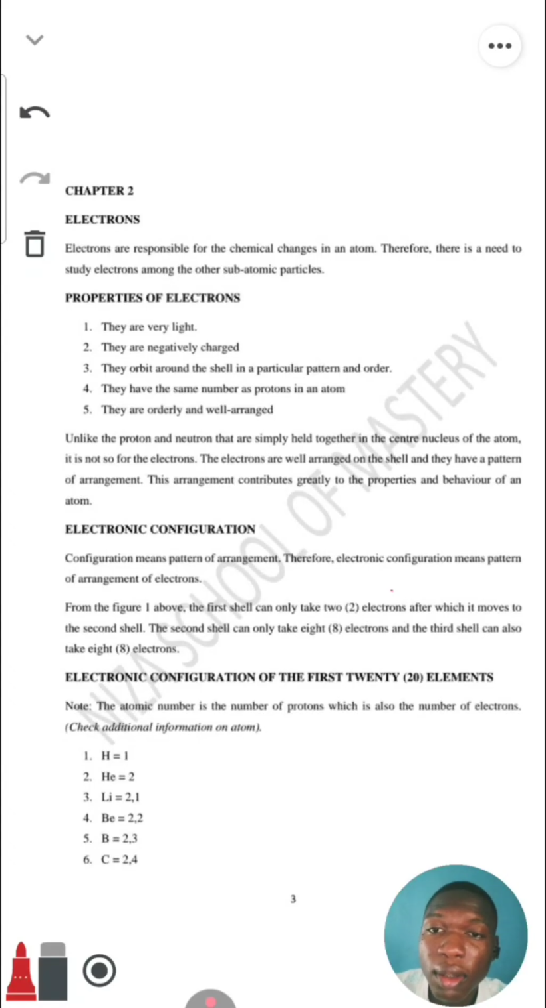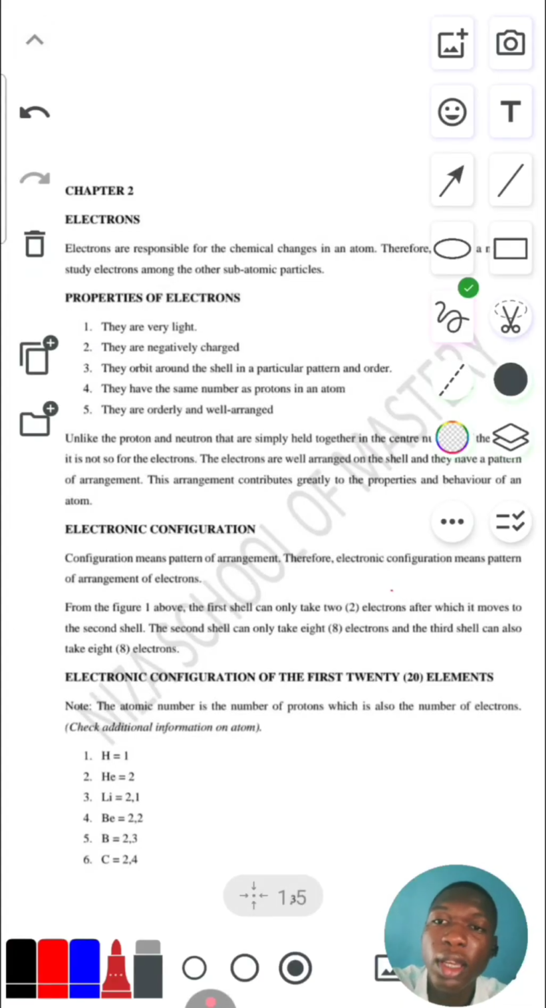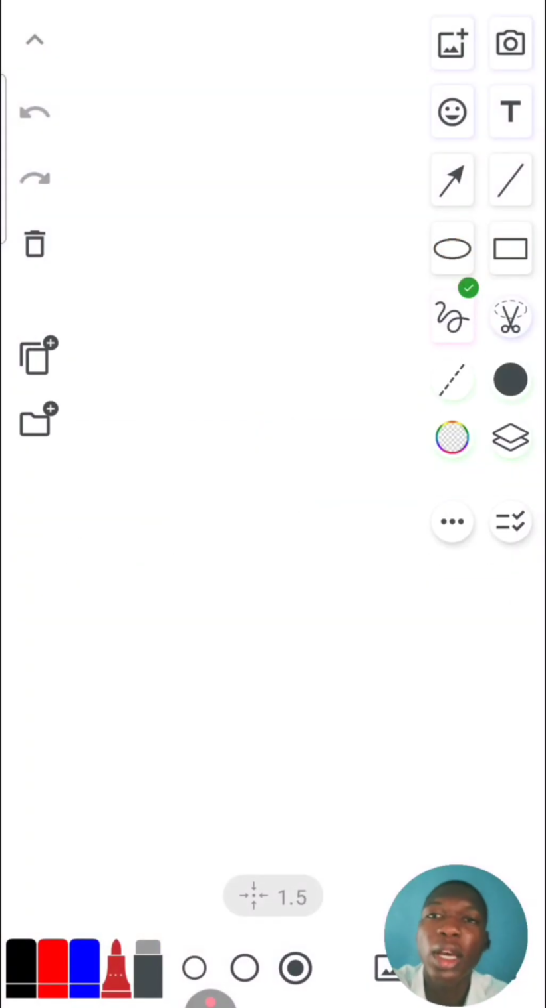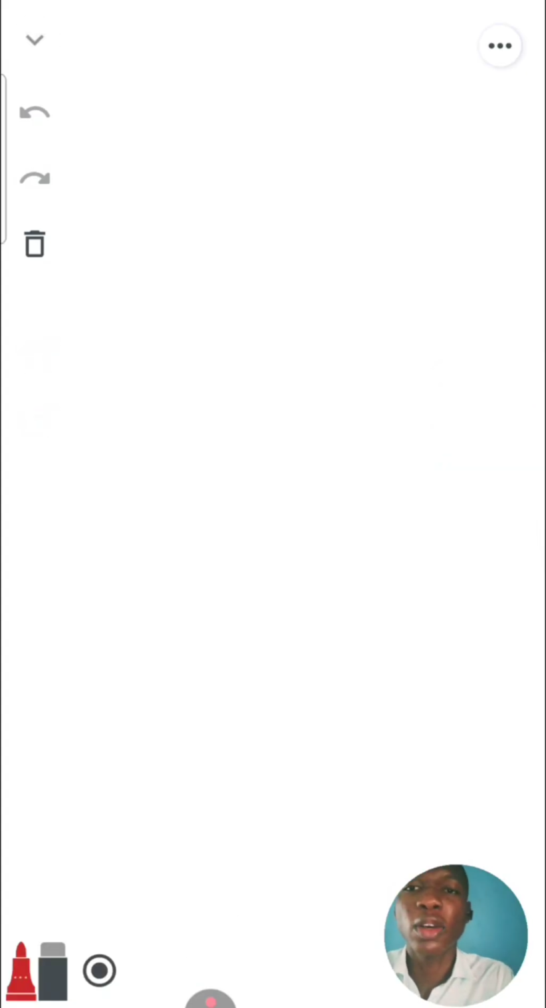All right. So from figure 1 above, the one I showed you earlier, the first shell can only take 2 electrons, after which it moves to the second shell. Now, don't forget, electron stays on the shell. You remember, electron stays on the shell. So now, the first shell can only take 2. Let me explain what that means. So let's consider a particular atom. Let's say hydrogen, okay?